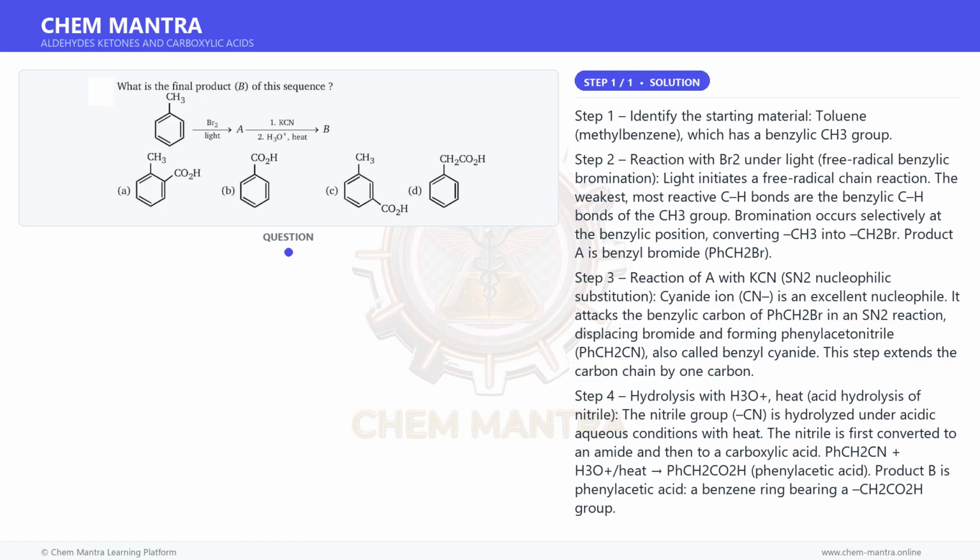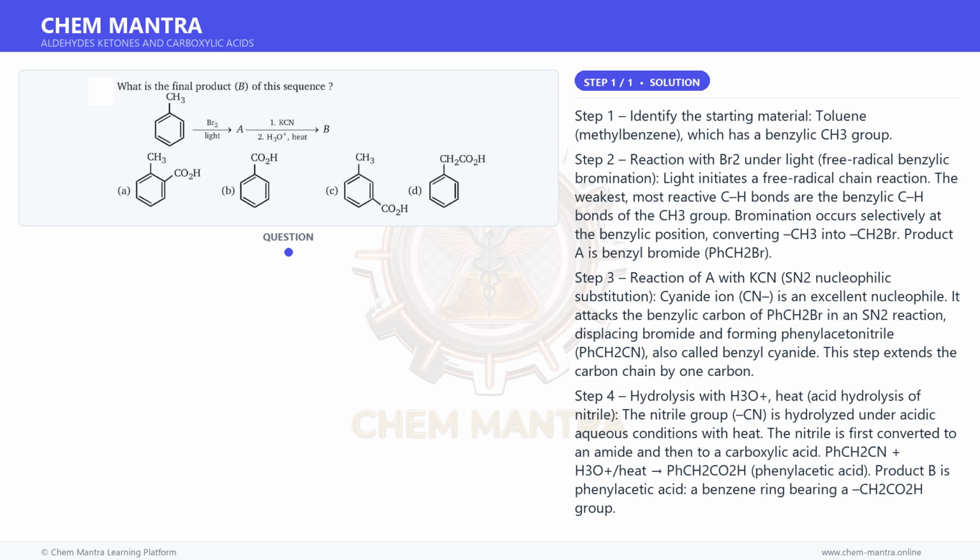D. Phenylacetic acid, PhCH2CO2H, exactly matches the product of benzylic bromination, SN2 with KCN, and acid hydrolysis. Correct. Why do the other options fail?